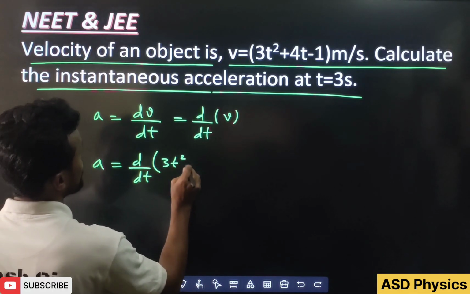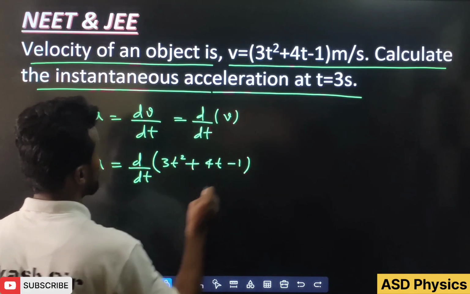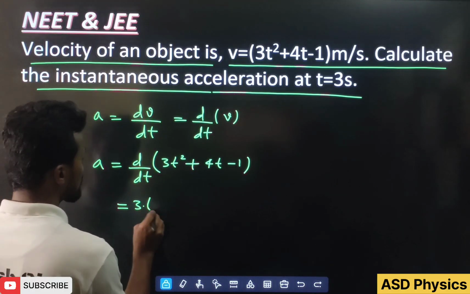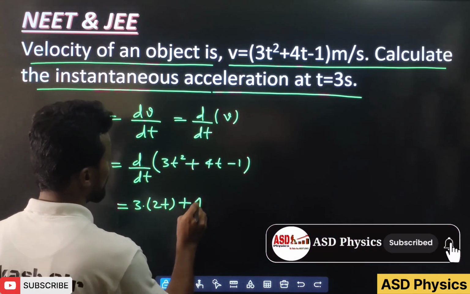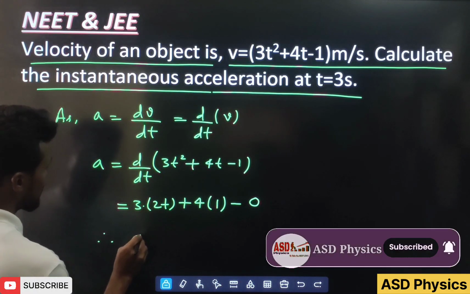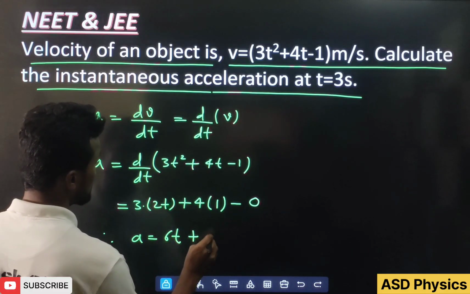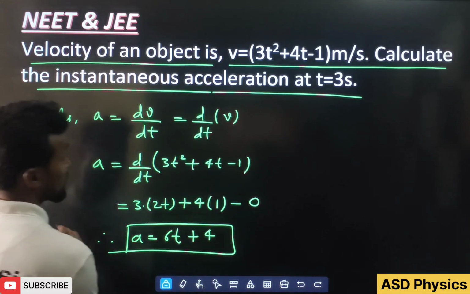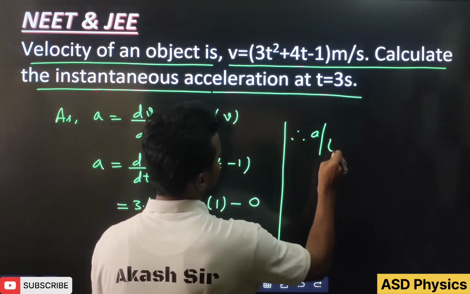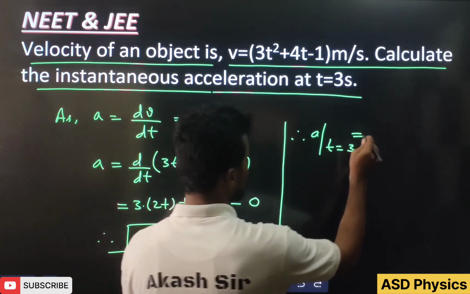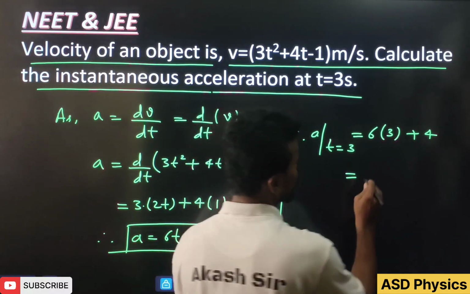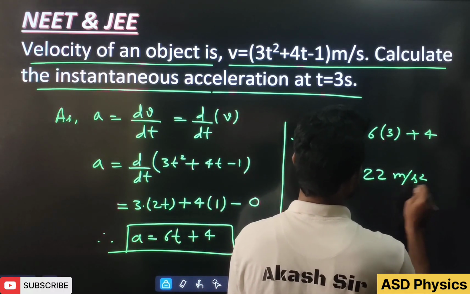3t square plus 4t minus 1. So what will happen here when we do the differentiation? Before also we have done it: 3 times the differentiation of t square is 2t, plus 4 times the differentiation of t, how much here? 1. Differentiation of 1 is 0. So what is coming here? The acceleration will come as 6t plus 4. At which time? They are asking for acceleration at t equal to 3. That means 6 into 3 plus 4, that means 6 into 3 is 18 plus 4, how much here? 22 meter per second square.